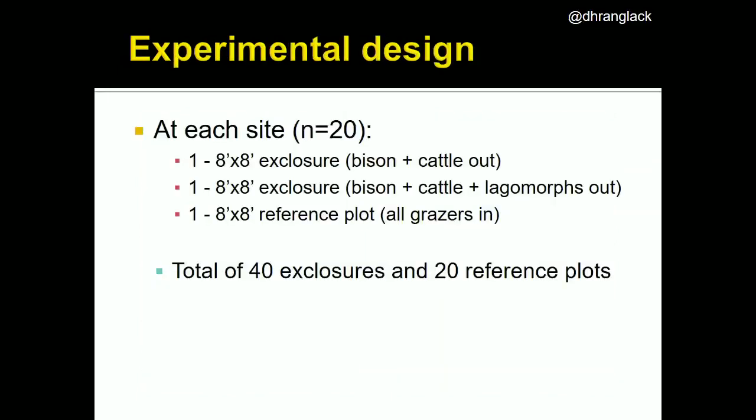At each of these 20 sites, we placed one 8x8 exclosure that would exclude bison and cattle, but allow lagomorphs to still have access. A second that would exclude bison, cattle, and lagomorphs, and then an open reference plot that would allow all grazers. So 40 exclosures and 20 reference plots in total.